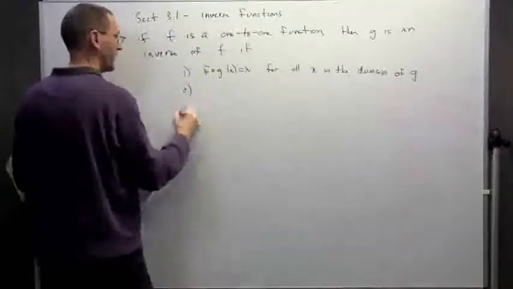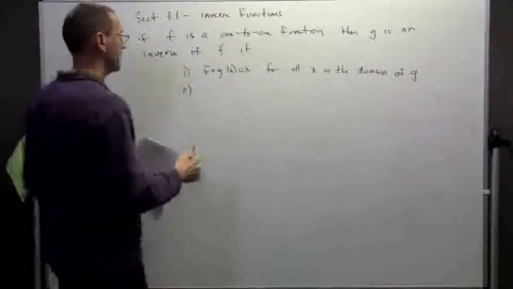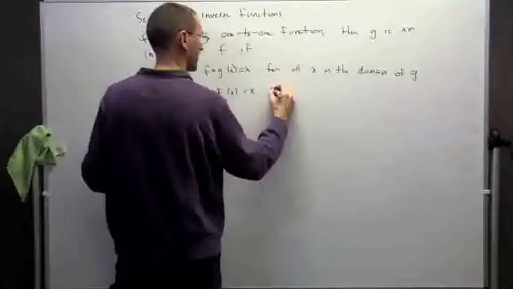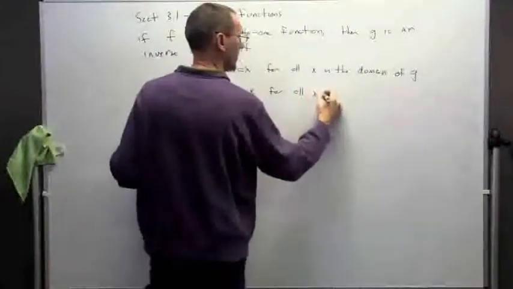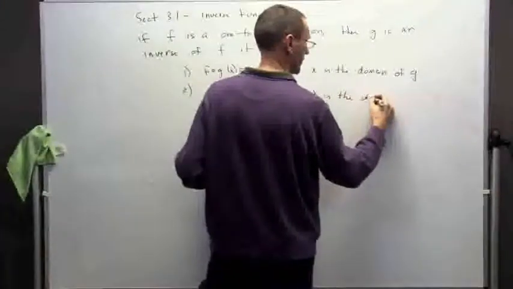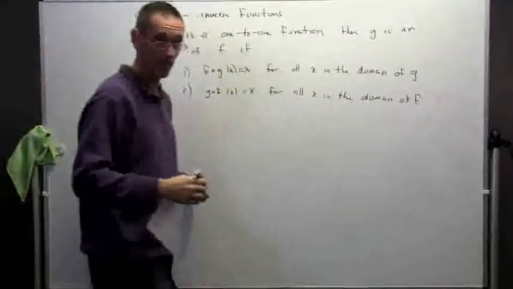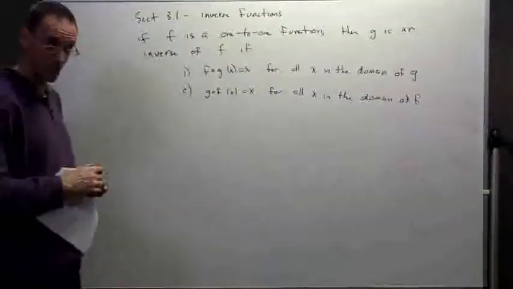And I also need this as well. Both of these have to be true. G of f of x equals x for all x in the domain of f. Okay? Both of those things are true.